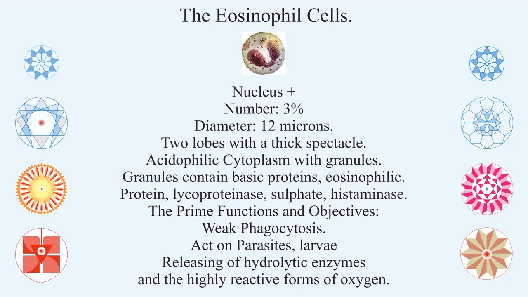Granules contain basic proteins, eosinophilic protein, glycoproteins, phosphate, histaminase. These are the things which center around eosinophils. The prime function and objective is weak phagocytosis. Neutrophil very strong. This is weak. Act on parasites, larvae, releasing hydrolytic enzymes and highly reactive forms of hydrogen. The concentration of eosinophil, normally 3% out of 6,000, could be 180. But when the concentration can go up to 2,000 per cubic millimeter, it's called eosinophilia.